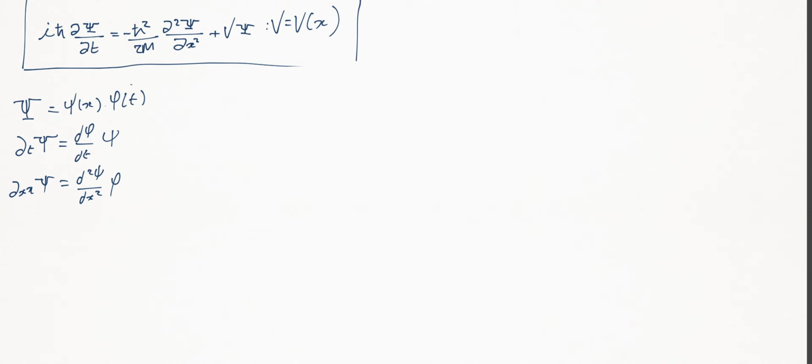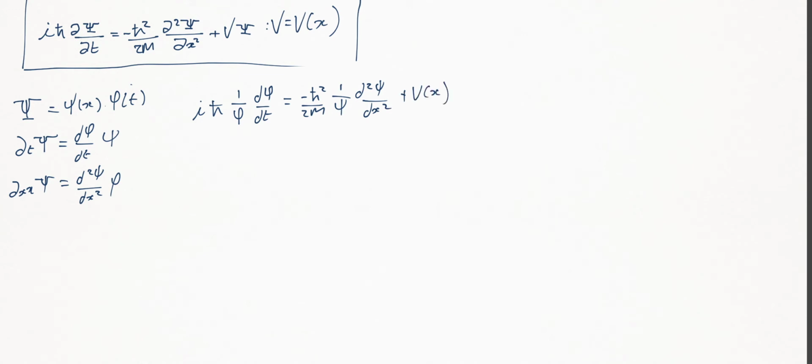We get i h bar times 1 over phi times the time derivative of phi, and this equals minus h bar squared over 2m times 1 over psi times the second derivative of psi in terms of x, then plus our potential V.